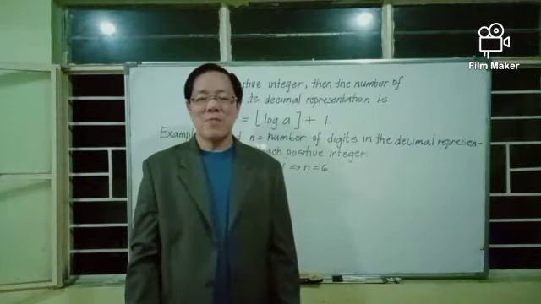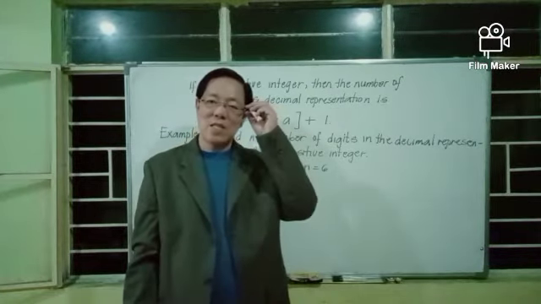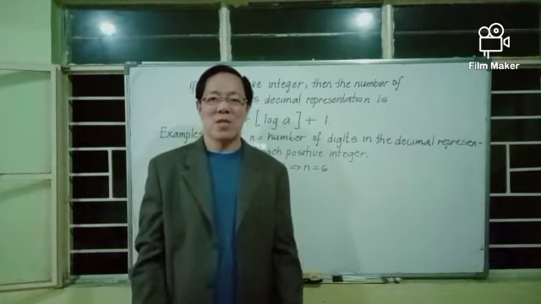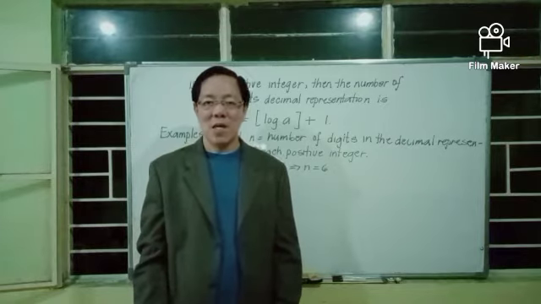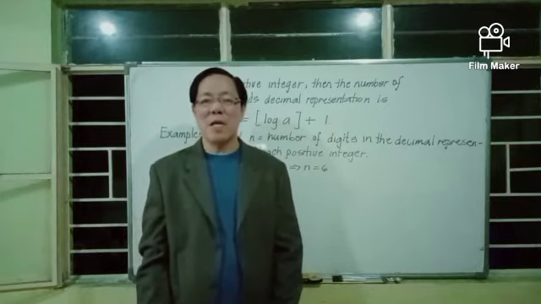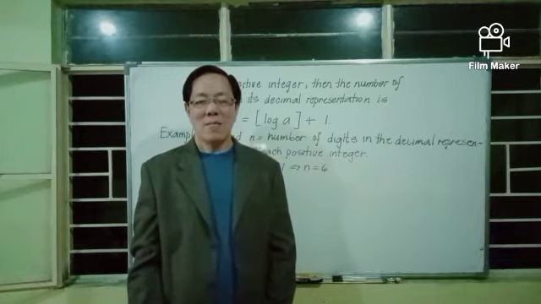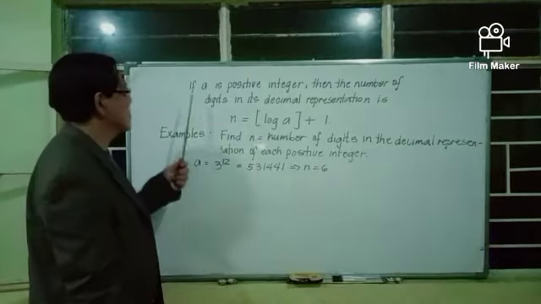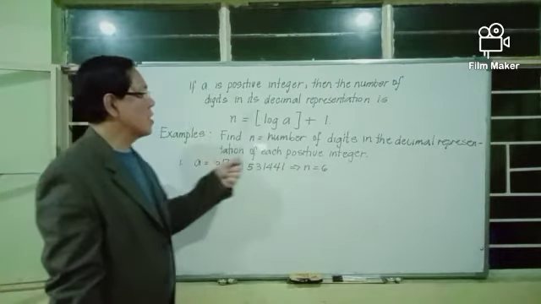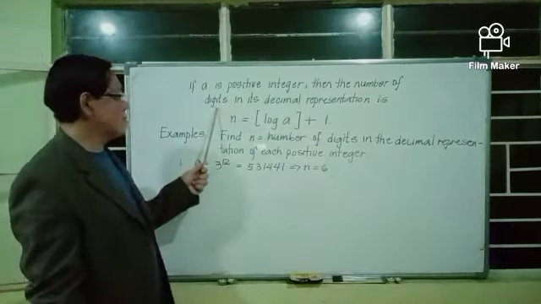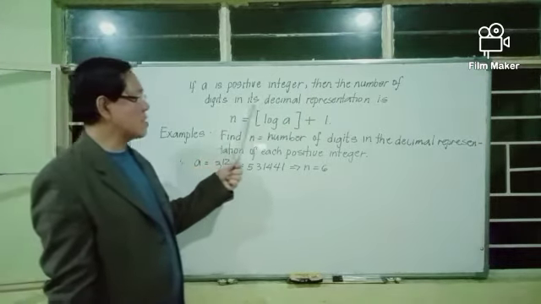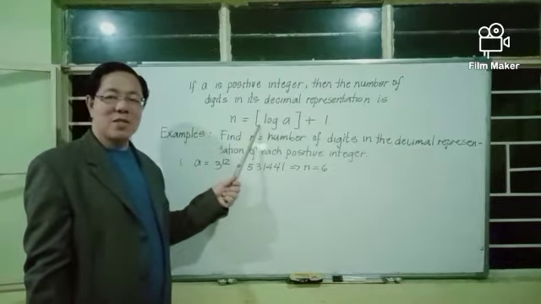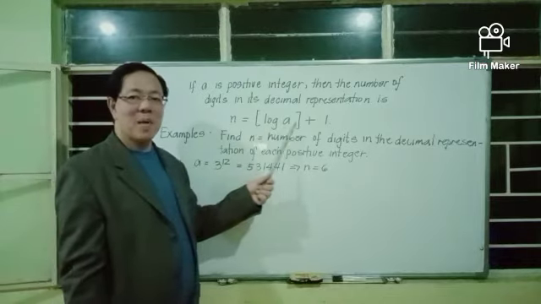We now write a method for finding the number of digits in a positive integer. And this method will make use of the greatest integer function. This is actually an application of the greatest integer function in finding the number of digits in the decimal representation of a positive integer. If a is a positive integer, then the number of digits, denoted by small n, in its decimal representation is given by the greatest integer function of the logarithm of a, plus 1.